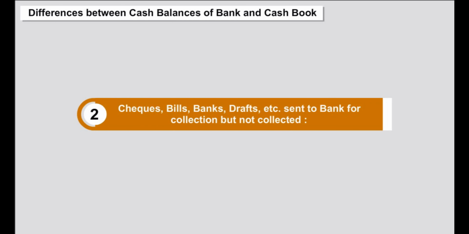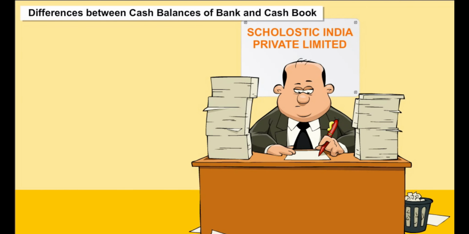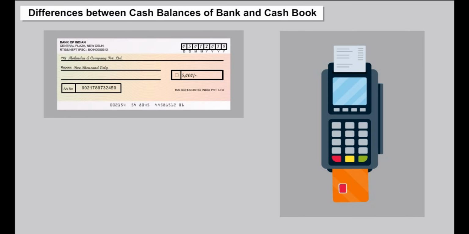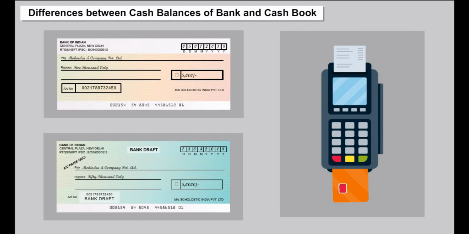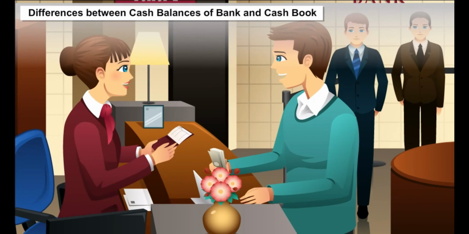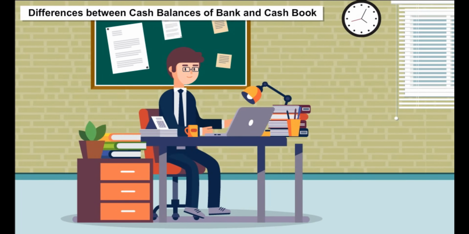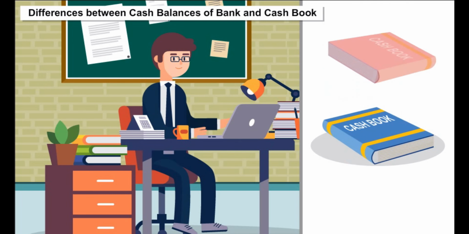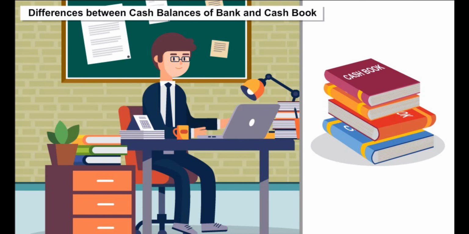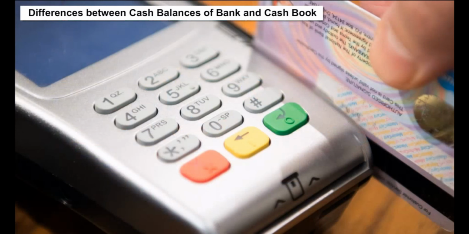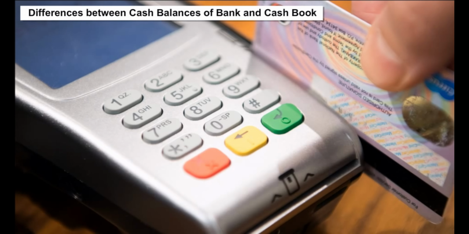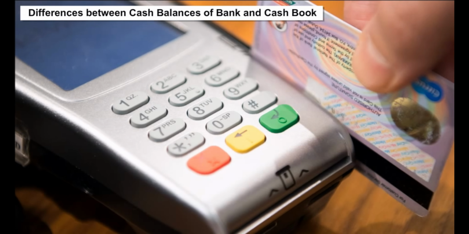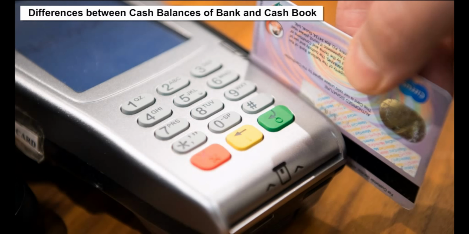2. Checks, bills, bank drafts, etc. sent to bank for collection but not collected. The trader receives from third parties from time to time checks, bills, bank drafts, etc. for his payments due, which he deposits into the bank for collection. The businessman immediately records the above on the debit side of the cash book in the bank column when he sends it for collection. However, the bank makes a credit entry in the customer's account only when it actually realizes the amount of the check or bank draft.